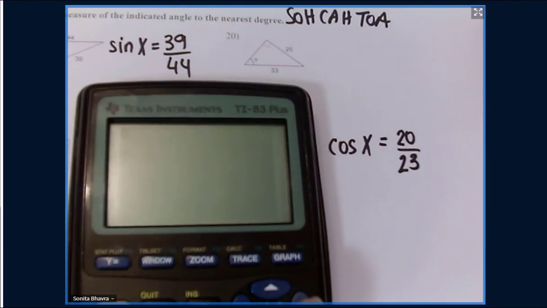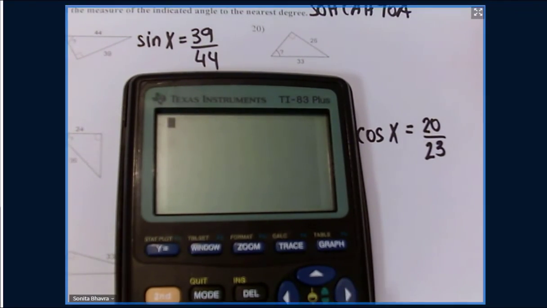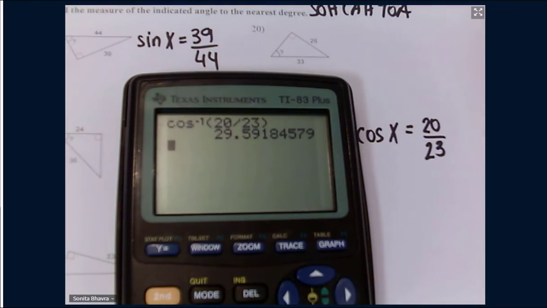Okay, so we're just going to put it right here. Second function cosine is 20 divided by 23. So 20 divided by 23, close your bracket, and we get 29.59. We have to round that. We're going to round up, and we get 30 degrees.